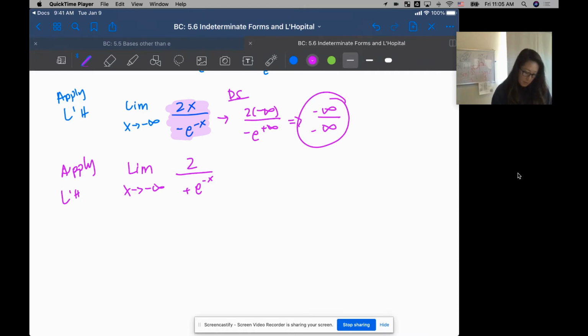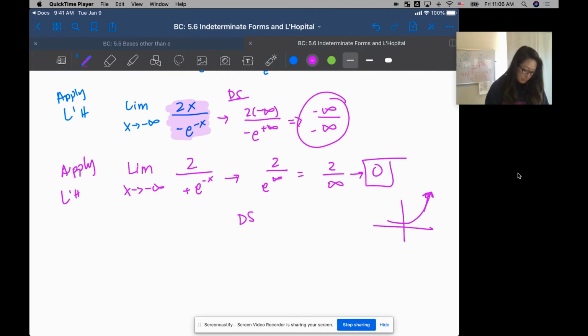So I can go ahead and plug in my direct substitution now. So I have 2 over e to the negative negative x, or negative negative infinity, which is positive infinity. And again, e to the x looks like this. So as x goes to infinity, y is going to infinity. So this is basically 2 over infinity, which is 0.